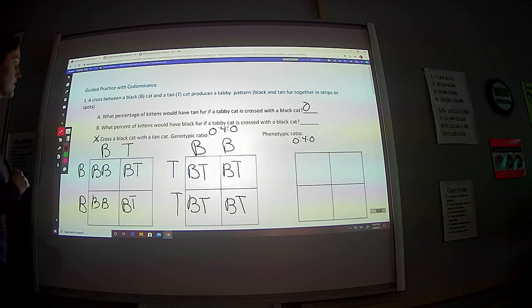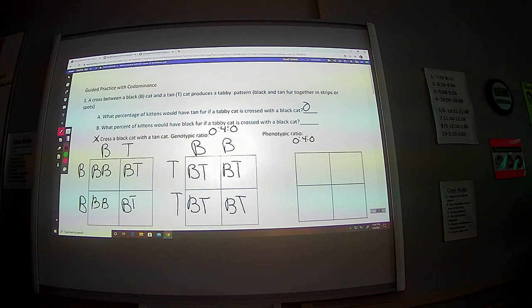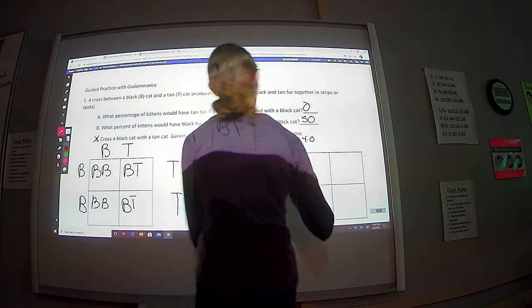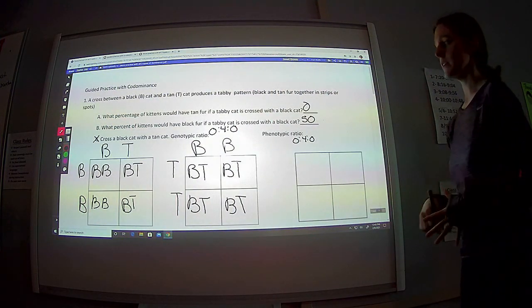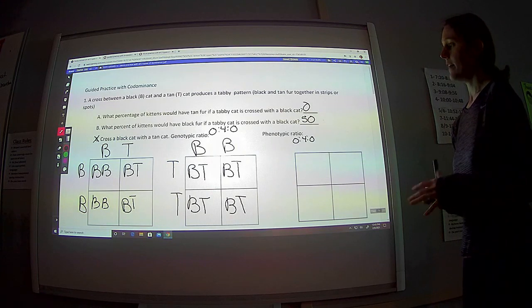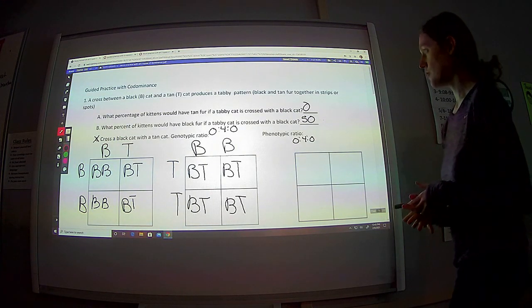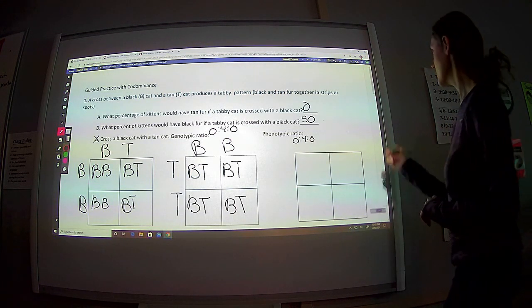What percentage of kittens would have black fur if a tabby cat is crossed with a black cat? So this is the tabby cat, here's my black cat. Same cross. If we're looking for black fur, I have 2 that would have black fur, so that would be 50% would have black fur, 50% would have tan fur. So just like with incomplete dominance, that heterozygous form is going to be a mix-up between 2 of them. But instead of it blending the colors together, both of the colors are going to show.